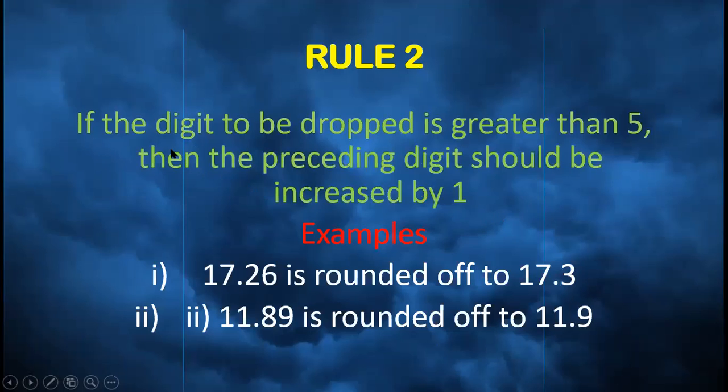Rule number 2. If the digit to be dropped is greater than 5, then the preceding digit should be increased by 1. Here the digit to be dropped is 6. 6 is greater than 5. So we have to add 1 to 2. So you are getting 17.3. Similarly here 11.89. 9 is greater than 5. So you have to add 1 to 8. So it is 11.9. So we can write if the digit to be dropped is greater than 5, then the preceding digit should be increased by 1.